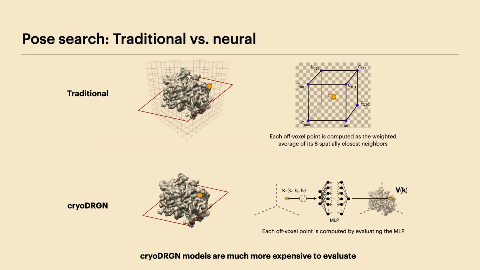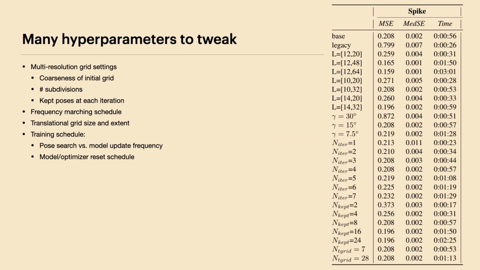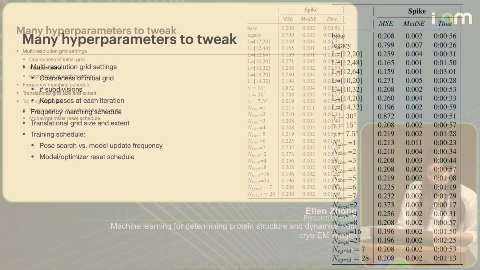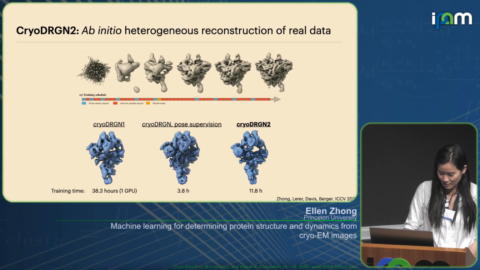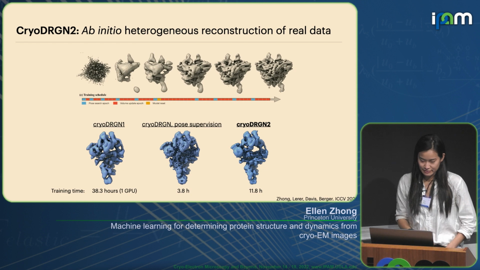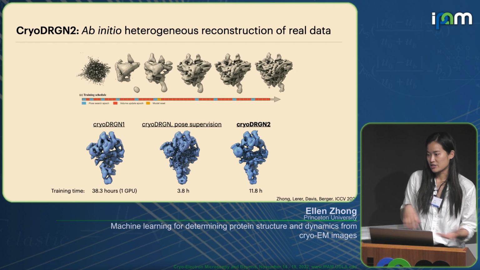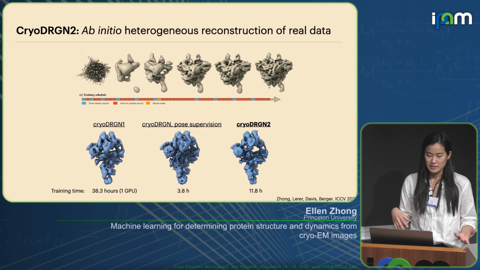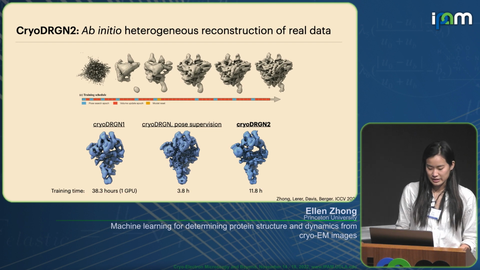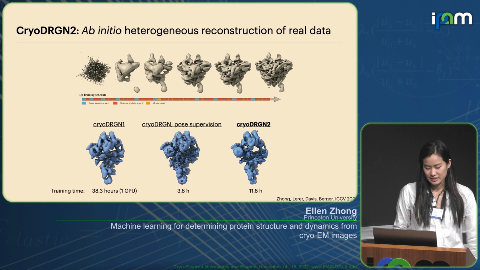So CryoDragon models are much more expensive to evaluate. There were many hyperparameters to tweak, so this actually became a very fun engineering problem: how do you exactly choose all these different settings? There were some tricks to split up the search between poses, like rotations and translations, which I will not go into. But after basically pushing as much of the compute into image space instead of volume space as possible, we were able to really improve the pose estimation procedure to work on real data sets.